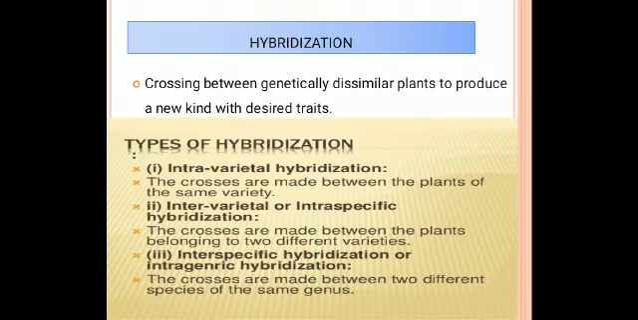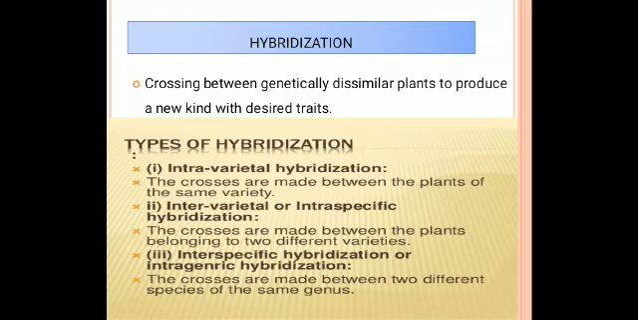First, we are going to discuss hybridization. What do you mean by hybridization? Hybridization is the process of crossing between genetically dissimilar plants to produce a new kind with the desired traits. There are three types of hybridization: intravarietal hybridization, intervarietal or intraspecific hybridization, and interspecific or intergeneric hybridization.